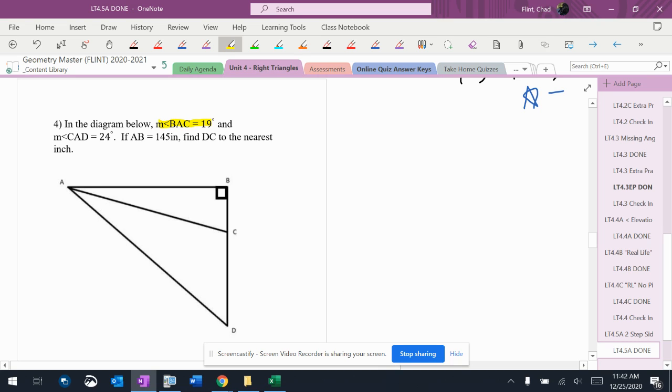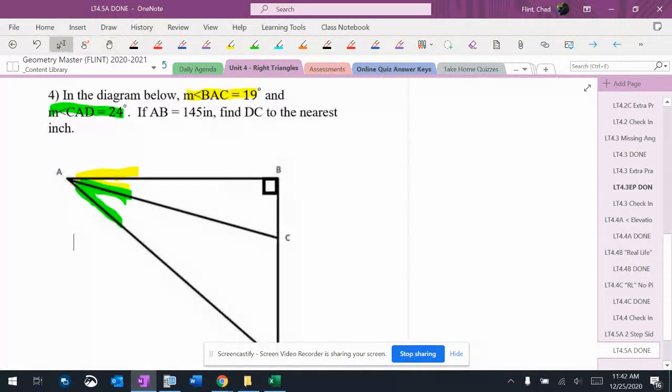So this one's a little bit harder. You got to make sure you're careful with this. So BAC is right there. So that's 19. And then it says CAD, which is this angle here.